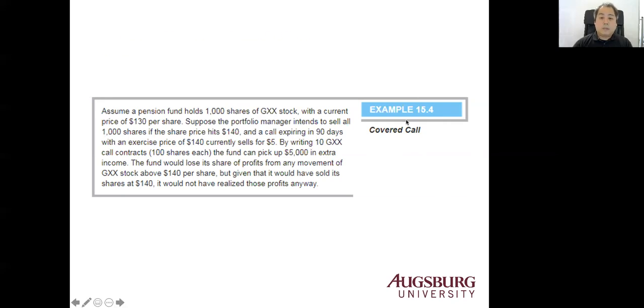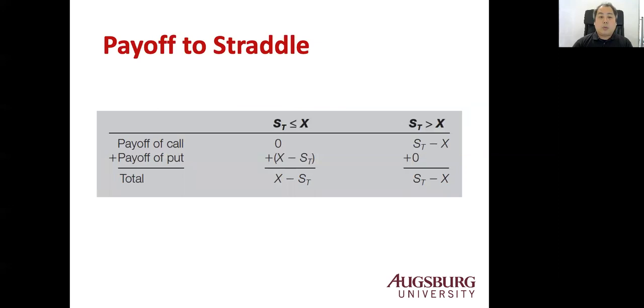Okay. The next strategy is called the straddle. The straddle is where you basically buy a call option and a put option with the same exercise price. So a common exercise price, and also a common expiration date. Call option and put option together, see what happens.